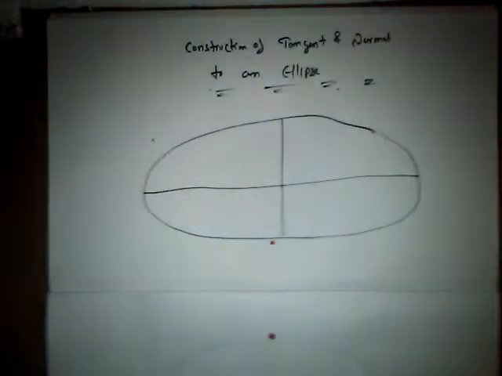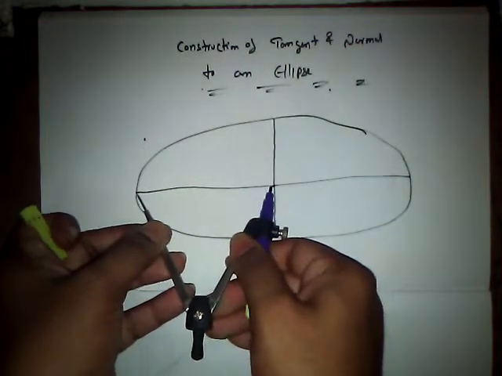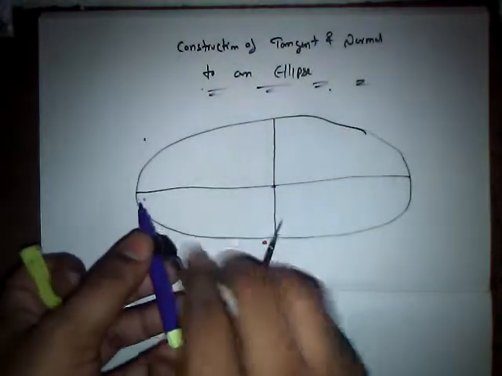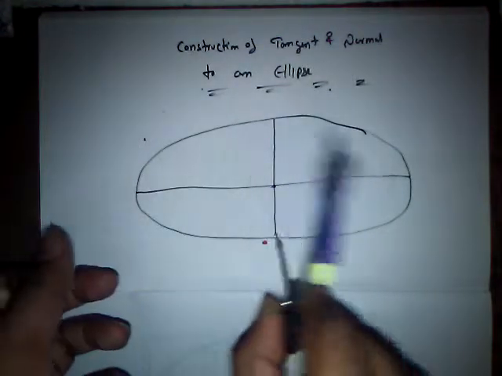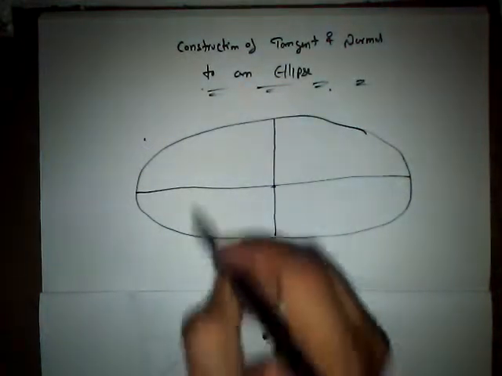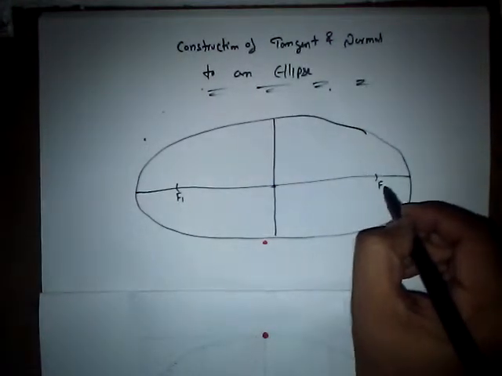So we know the procedure: take half of the major axis as radius and one end of the minor axis as the center, and cut an arc over here and an arc over here. That is the procedure in which we are going to get the foci. So F1 over here and F2 over here.